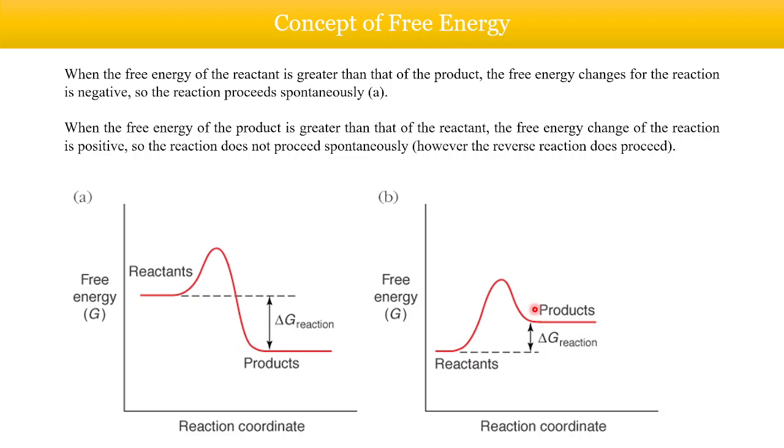Now, when the free energy of a reactant is greater than that of a product, you will see the free energy change for the reaction is also negative and the reaction occurs spontaneously, like you observe in figure A. For figure B, you see that the reactants are at a much lower energy compared to the products, and the delta G of the reaction, which is mainly products minus reactants, is a positive value. It means that the reverse reaction can be possible, that is conversion from a product to a reactant, but the forward reaction is not feasible or spontaneous.